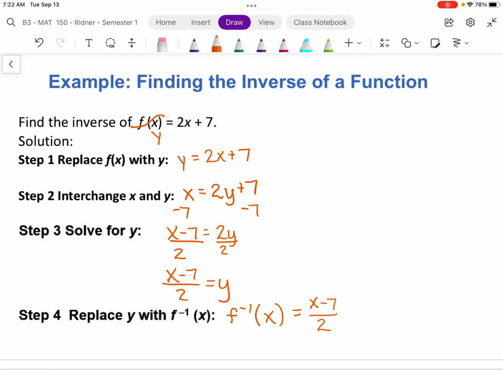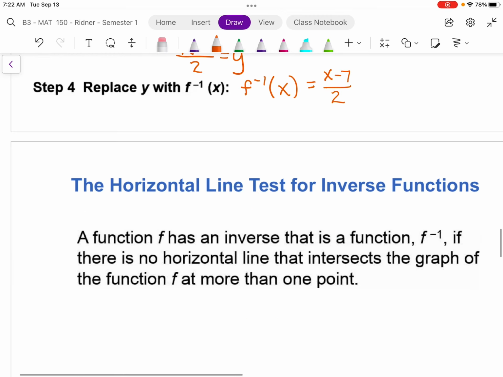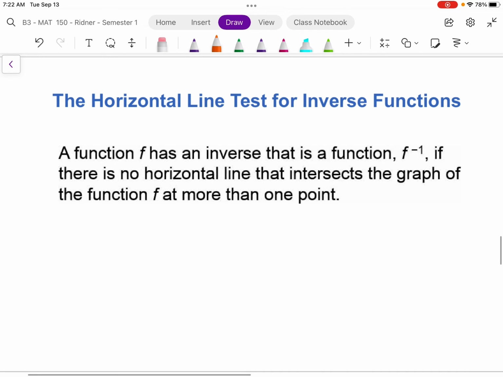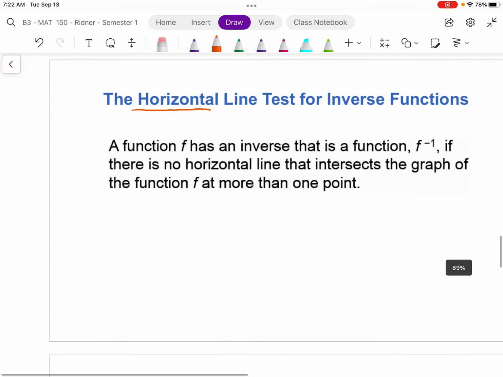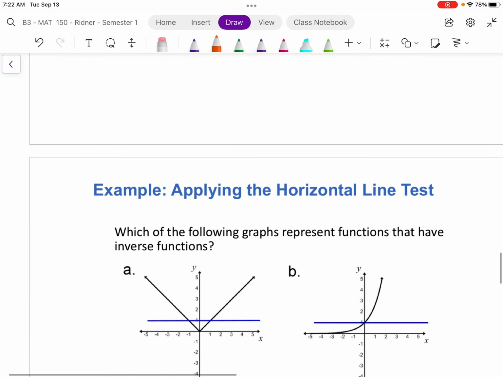All right. Horizontal line test is exactly that. Remember, a horizontal line goes from left to right. And if an inverse of that function is a function as well, then it will pass the horizontal line test.